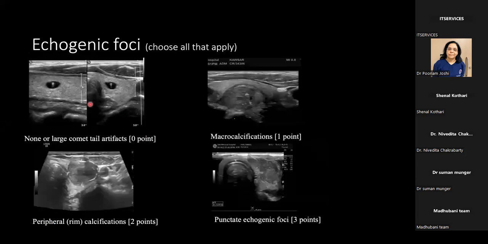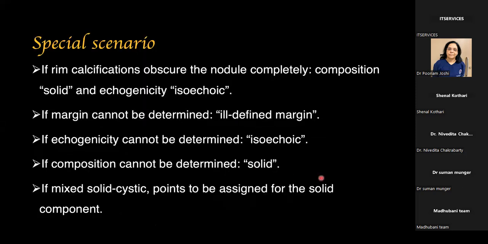Okay. So echogenic foci, now these tiny comet-tail artifacts are fine, normal. We need not worry about them. Macrocalcification, you can see chunks of calcification. Rim calcifications, you can see these bright areas surrounding the nodule. So these are calcifications. And here punctate, you can see these tiny white dots. This is the nodule. And you can see tiny white dots. So these are small, tiny echogenic foci. Punctate calcifications, highly suspicious.